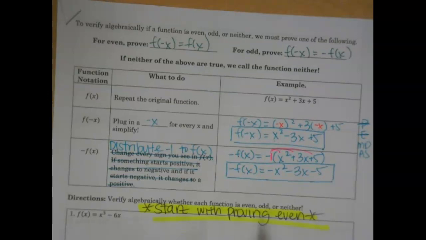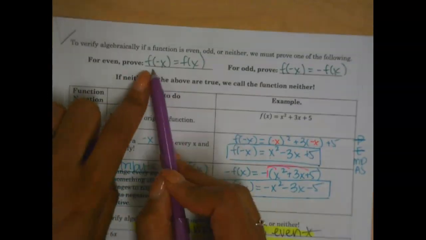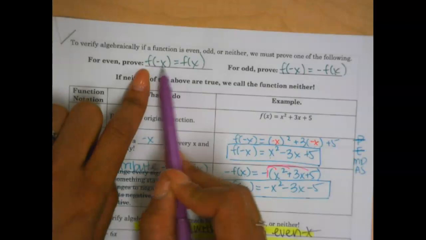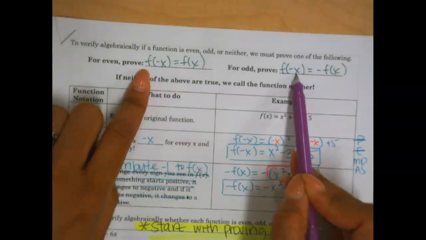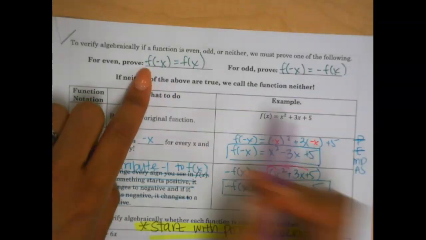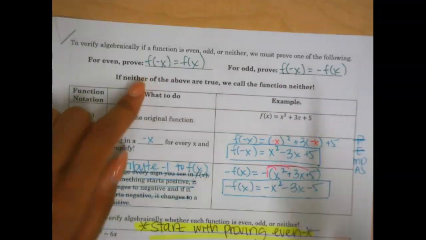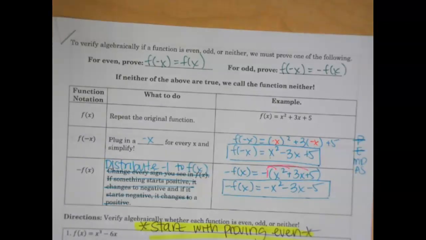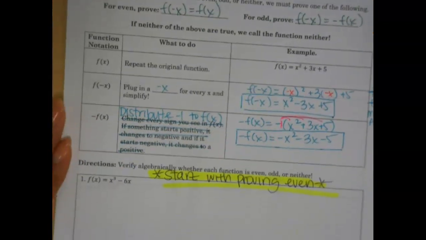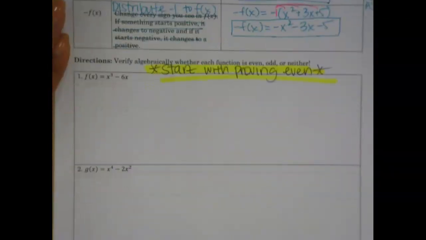You need the even statement to prove that it's odd. This little f of negative x shows up again in the odd statement. So if it's not even, you can immediately take that exact same answer and prove that it's odd, hopefully. That's why we're starting with the even function. So there's always a method to my madness. I'm going to start with example 2 first, and then I'll go up to example 1.